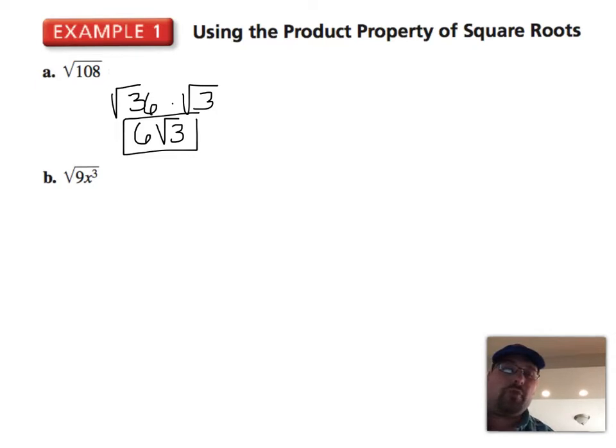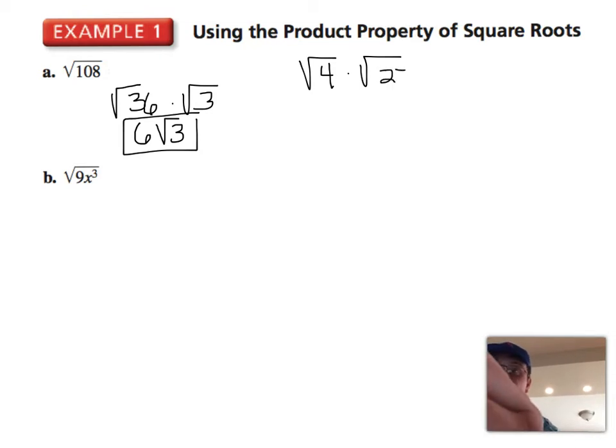Now, before we go on to the next one, I want you to think about something else. Now, let's say on 108, you did decide to break it up into 4. And you were thinking, okay, well, I can take 108 and I can divide it by 4. That gives me 27. So I'm going to break this up into square root of 4 multiplied by the square root of 27, which is correct. And the square root of 4 does give you 2.